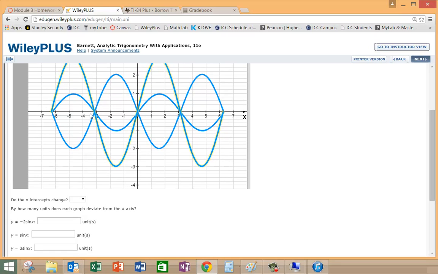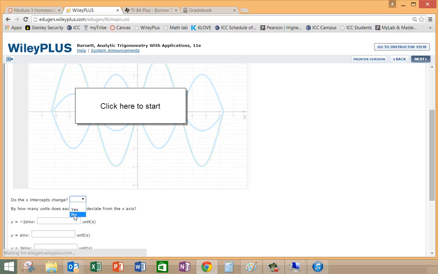Do the x-intercepts change? No. They all intercept in the same places. How many units does each graph deviate from the x-axis? Well, the y equals negative 2 sine of x, remember, went down 2 or up 2 from negative 2 to 2. Sine of x only goes 1 unit from the x-axis, up or down. And 3 sine x goes 3 units, up or down.